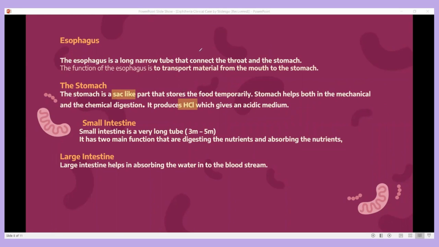And the small intestine. So the small intestine is a very long tube. By measurement, it will be 3 meters to 5 meters. And the main function of the small intestine is digesting and absorbing the nutrients into the bloodstream. And the next part, which is the large intestine, helps in absorbing the water back into the bloodstream. Of course, as we need nutrients, we do also need water in our blood. So the water absorption is done by the large intestine.